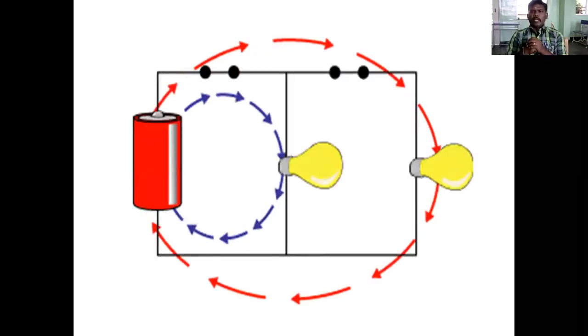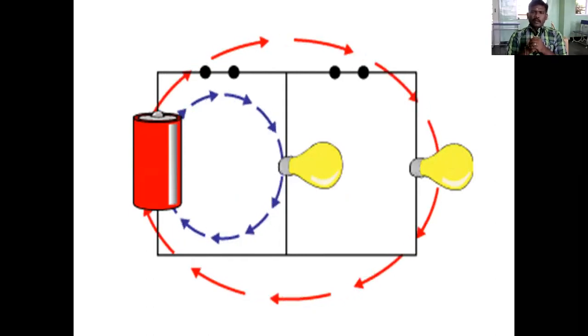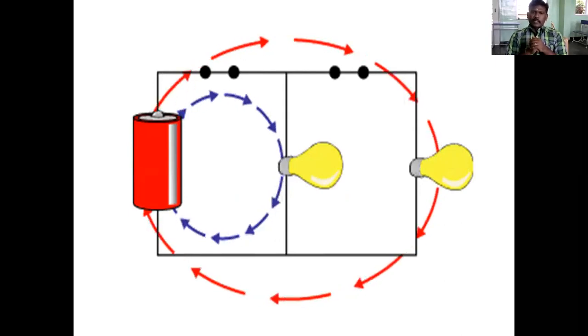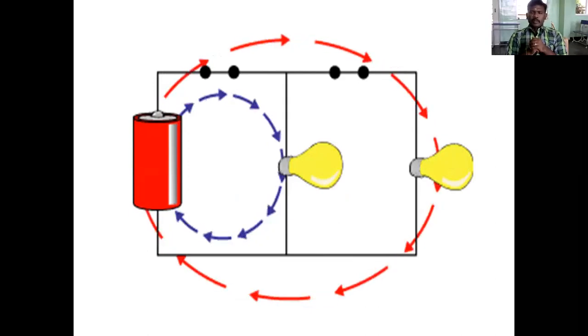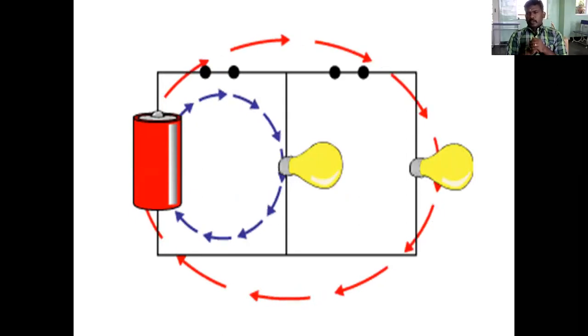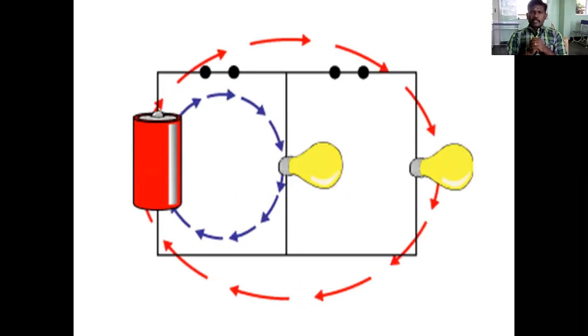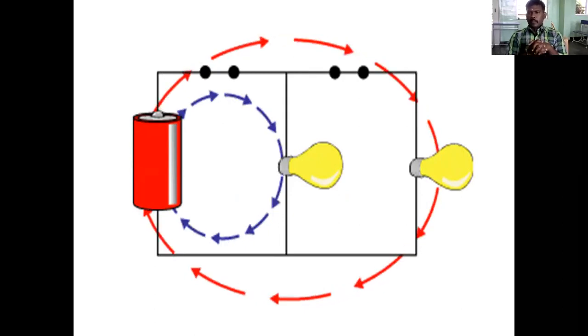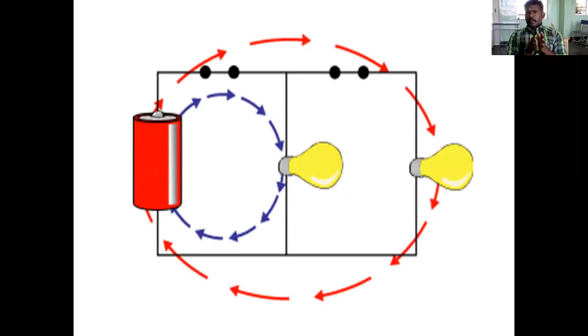See this animated picture. Now I am connecting two bulbs to a single cell. The positive terminal of the cell is connected with one terminal of the bulb, and the negative terminal of the cell is connected with the other terminal of the bulb. So this single cell is enough to produce light energy in the two bulbs. So the two bulbs and the battery are connected in a parallel combination.